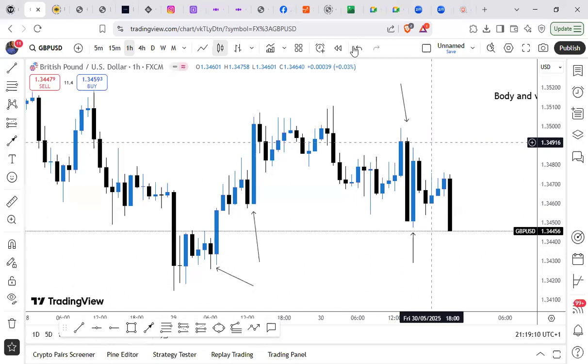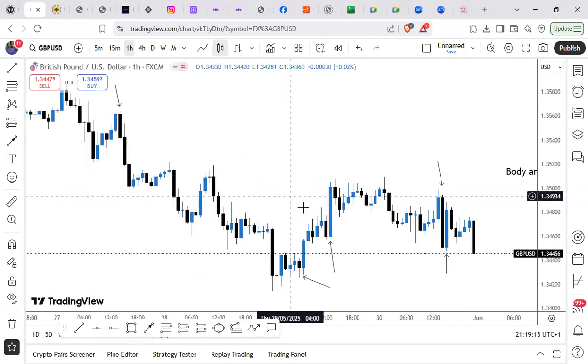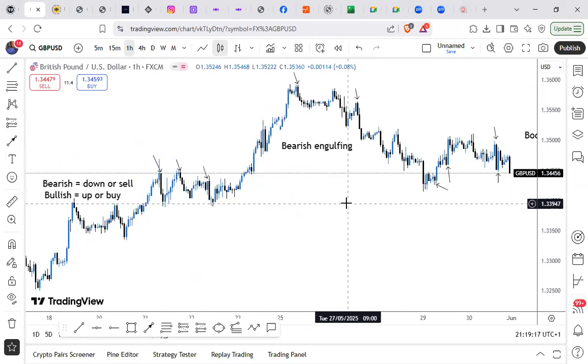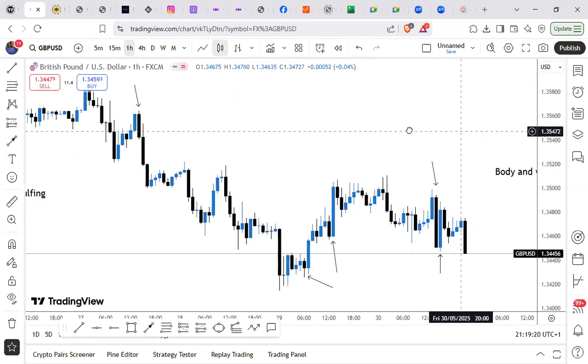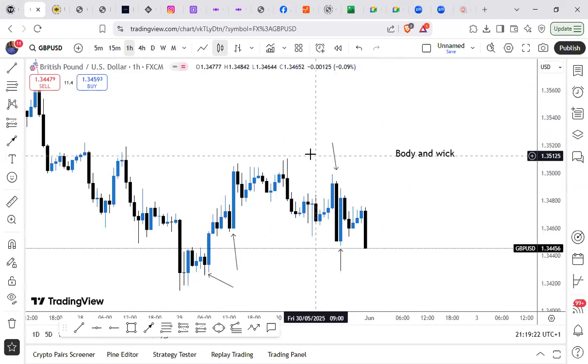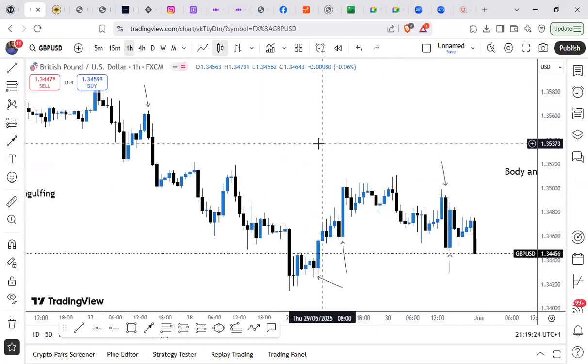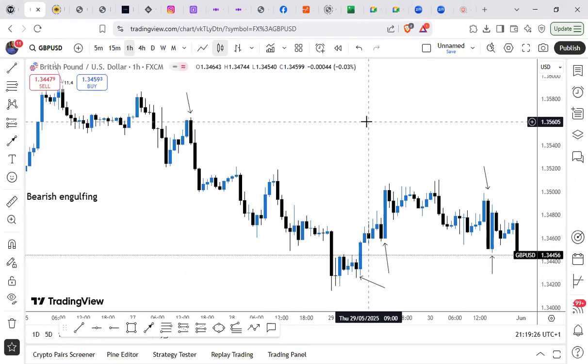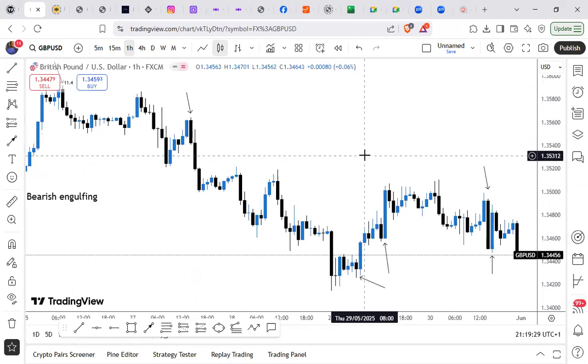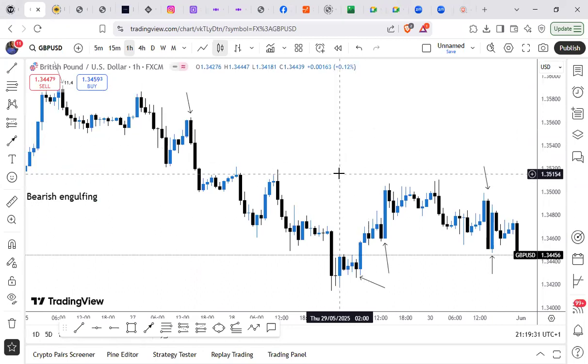Is anybody lost here? No. All right. So whenever you see bearish engulfing, it signifies that the sellers are coming into the market. Whenever you see bullish engulfing, it signifies that the buyers are coming into the market.